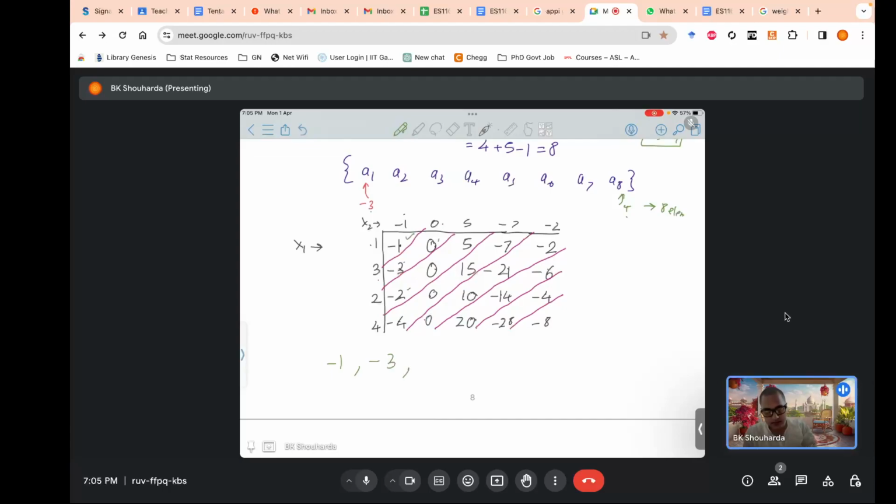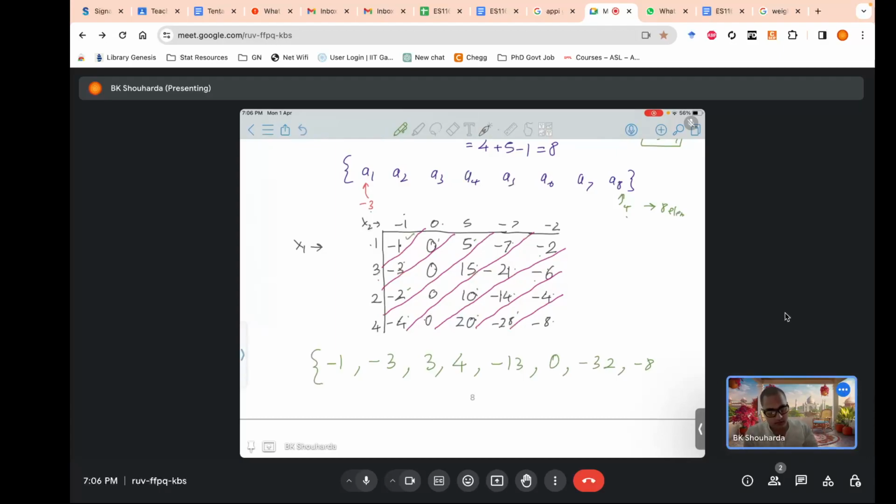Third diagonal, -2 and 5: -2 plus 5 is 3. Fourth diagonal, -4, 15, 7: -4 plus 15 plus 7 is 18. Then 10, -21, -2, that's -13. Then 20, -14, -6, that's 0. Then 28, 4, that's 32, and the last one is -8.